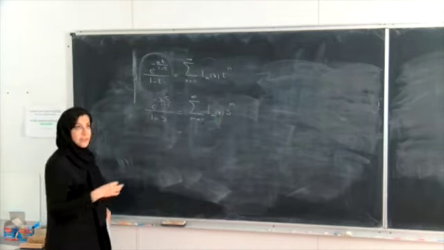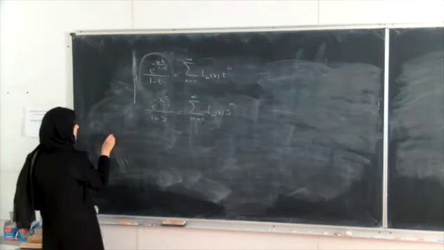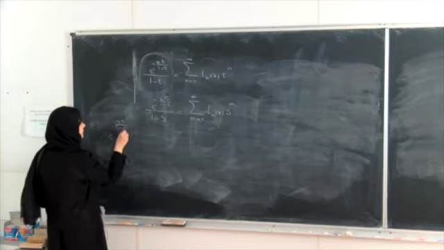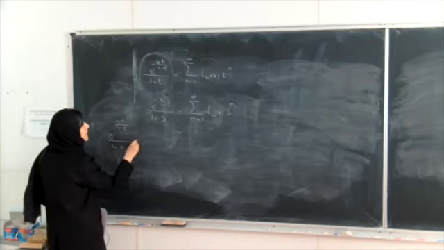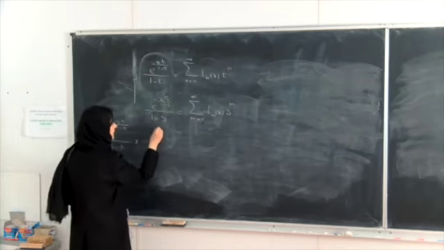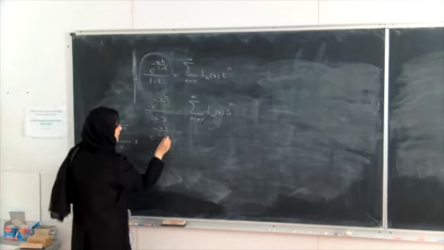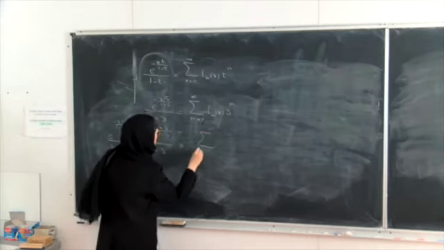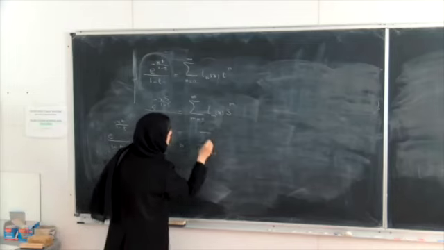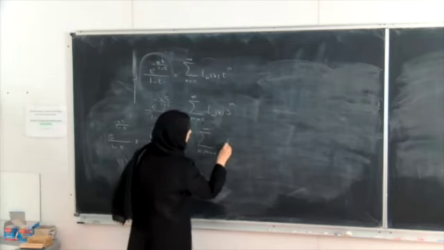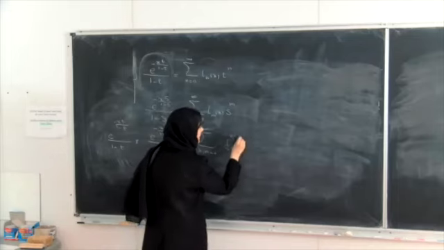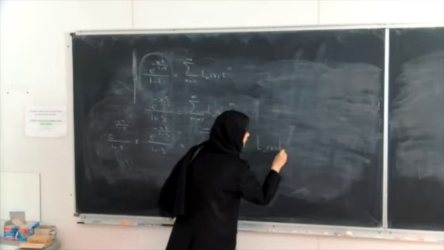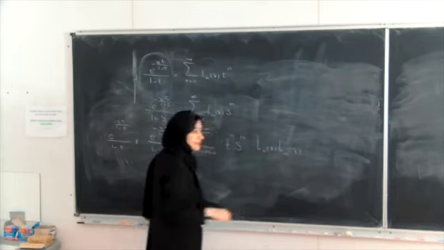By multiplying these two equations, we can write e to the minus xt times this term equals the summation over n and m from 0 to infinity of tⁿ sᵐ Lₙ(x) Lₘ(x).